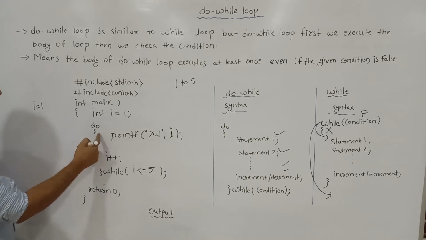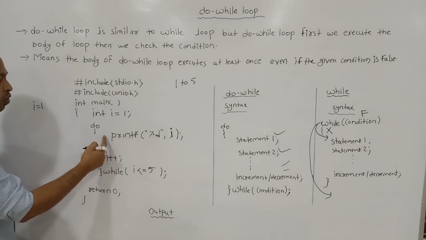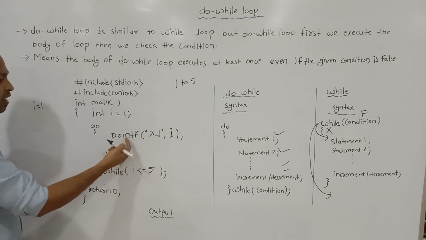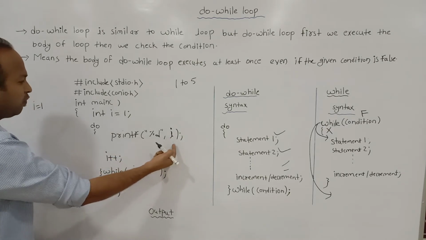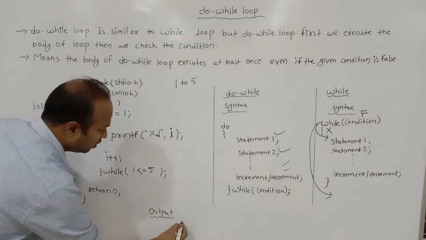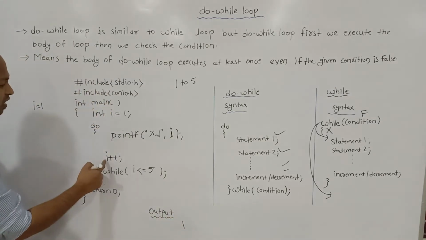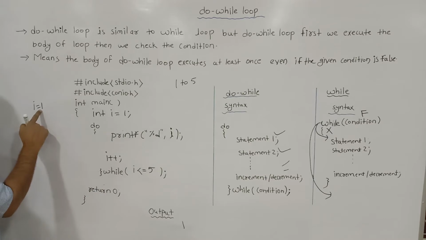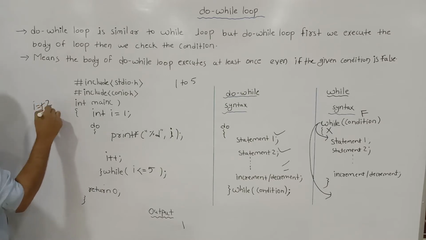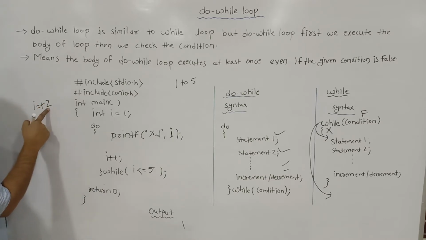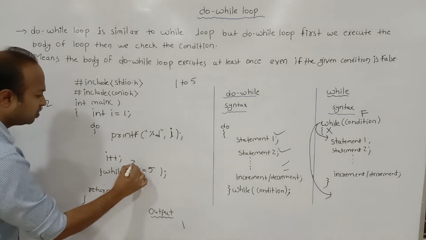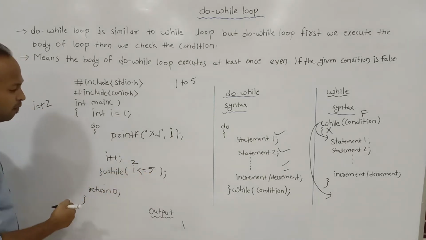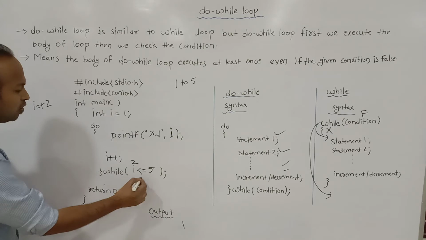In the next line we move inside the do while without checking the condition and we print the value of i. What is the value of i? The value of i is 1. Therefore we will print 1. Then in the next line we increase the value of i by 1. After incrementing, the new value of i will be 2. Now we check the condition. 2 is less than or equal to 5. Yes, this condition is true.